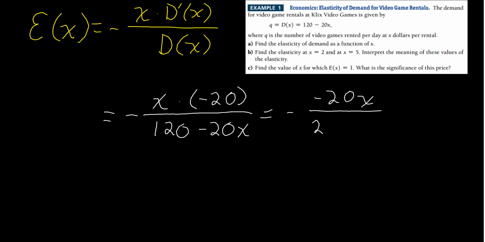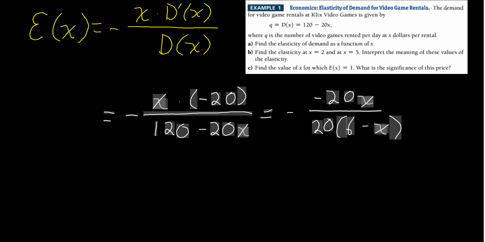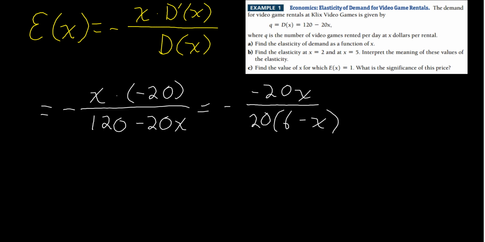Sorry about that. And 6 minus x. All right, so the 20s cancel, okay? And then we have a negative on a negative, so this is going to be a positive. So this function just becomes, let's move it over to the side a little bit so we have room to work, a positive x over 6 minus x.